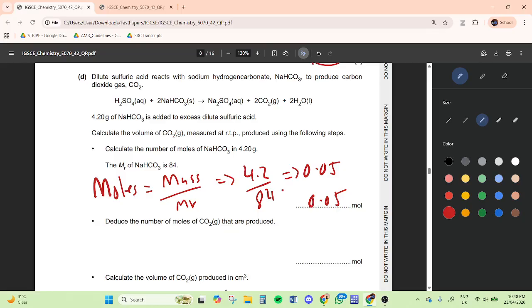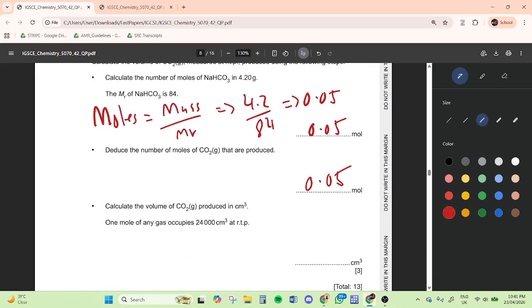Deduce the number of moles of carbon dioxide that is produced. So let's take a look at what we have over here. So we can do sort of a molar ratio. If we look at sodium hydrogen carbonate, 2 moles of it produces 2 moles of carbon dioxide. So keeping that in mind, if you look at the molar ratio, this is to this. So for every 2 moles of sodium hydrogen carbonate, you're going to get 2 moles of carbon dioxide. So 0.05 moles of sodium hydrogen carbonate was used, you're also going to get 0.05 moles of carbon dioxide.